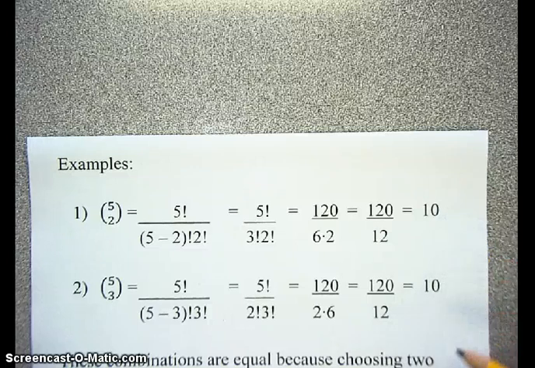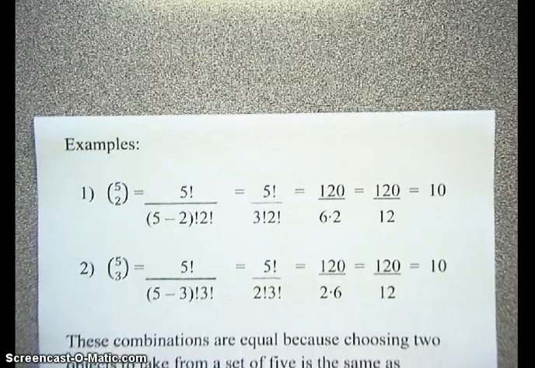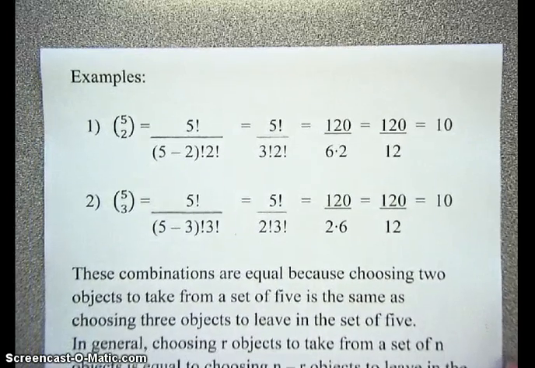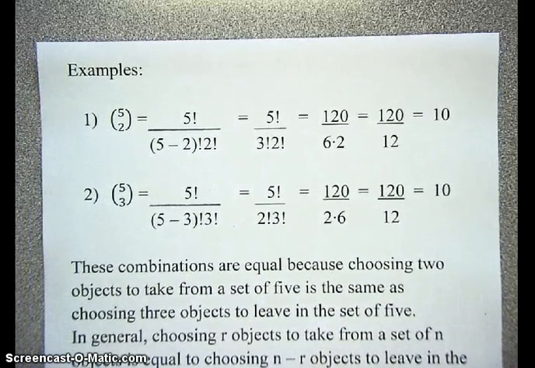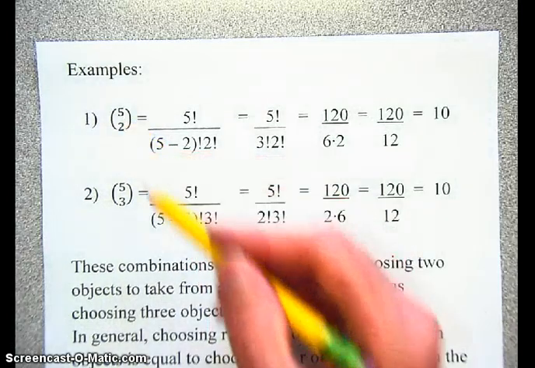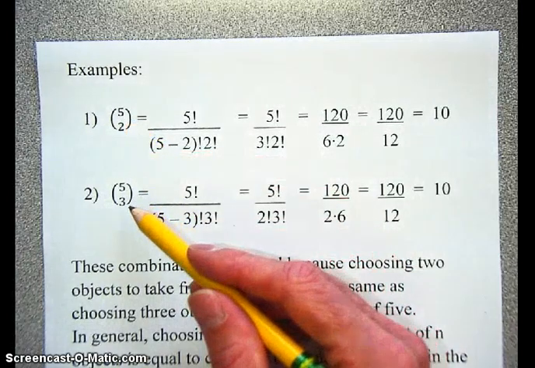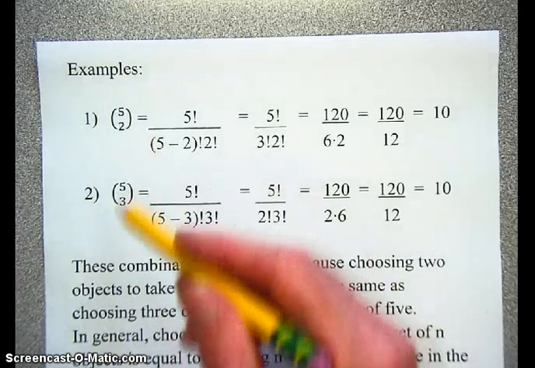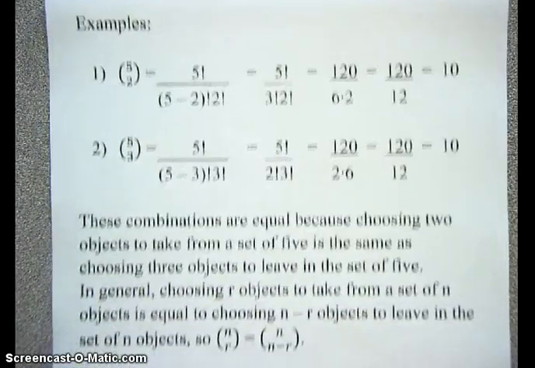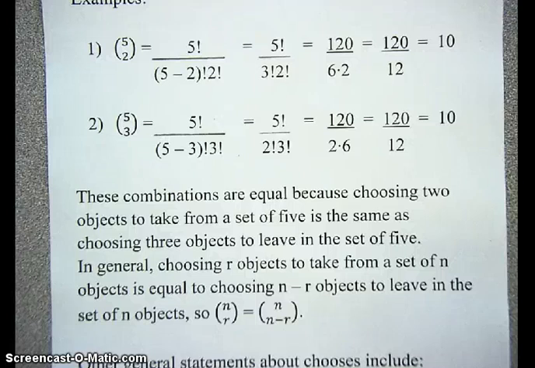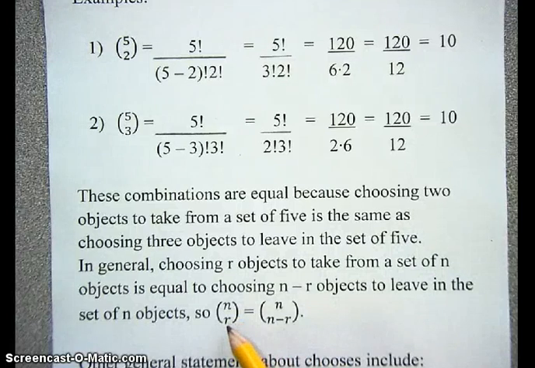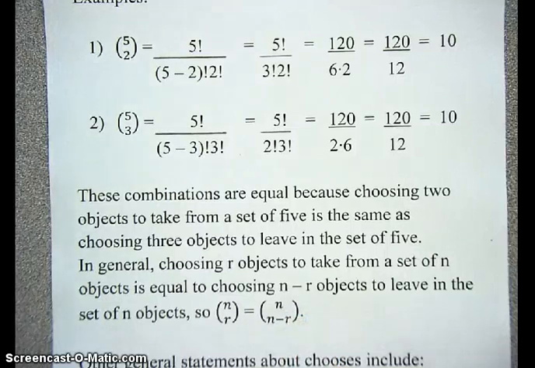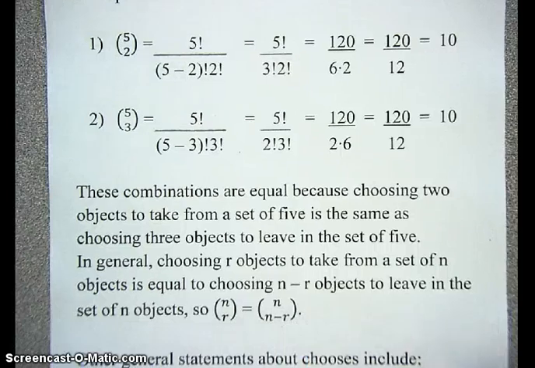And there's a reason for that. If you have 5 objects and you choose 2 to take out of the set, you're implicitly choosing 3 to leave behind in the set. And so the number of ways you can choose 2 to take out is equal to the number of ways you can choose 3 to leave in. So these have to be equal. And that's a general truth whenever you're doing chooses. If you choose r objects out of a set of n, that's the same as choosing n minus r objects out of the set of n. So these are always going to be equal.